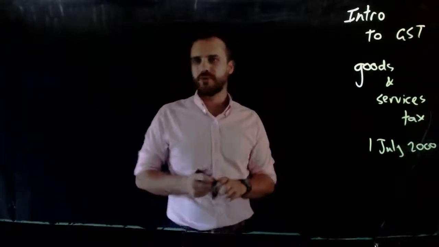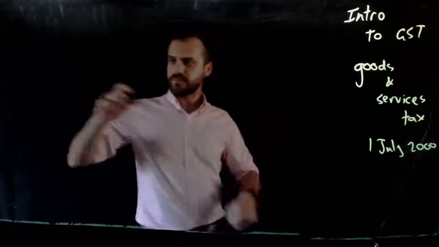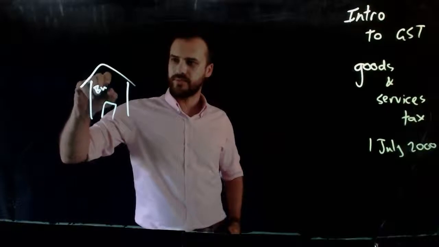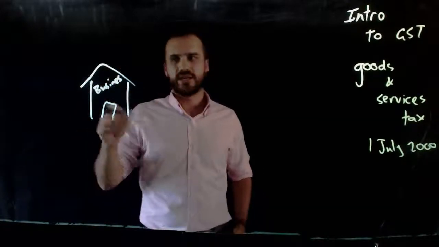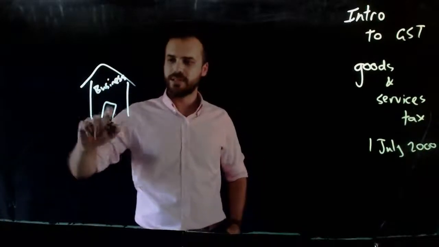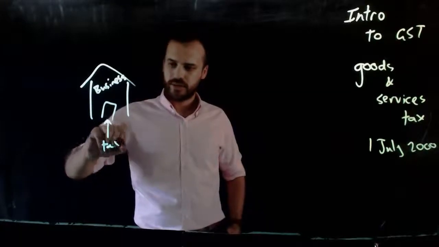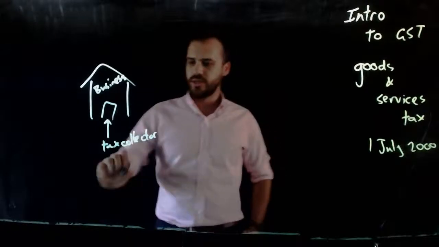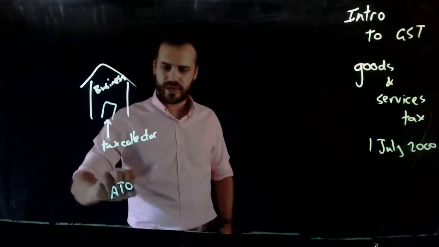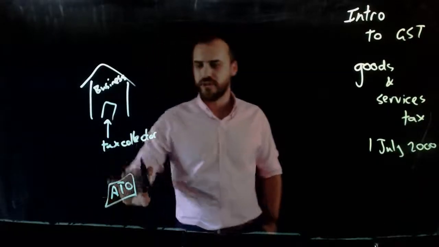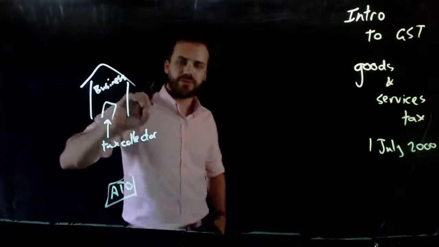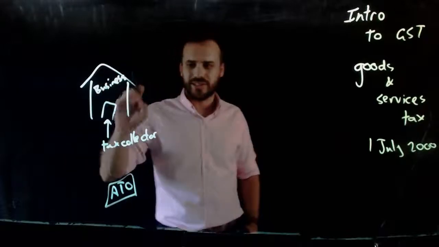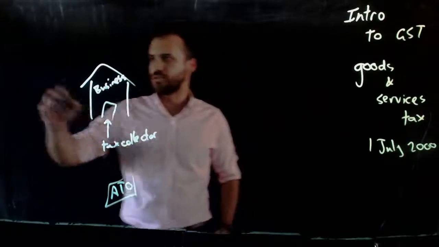Because pretty much every business in Australia now acts, so this is our business, but they also have a secondary role now. Every business is also a tax collector. So the ATO, that is the Australian Tax Office, uses the businesses of Australia to collect tax from consumers.